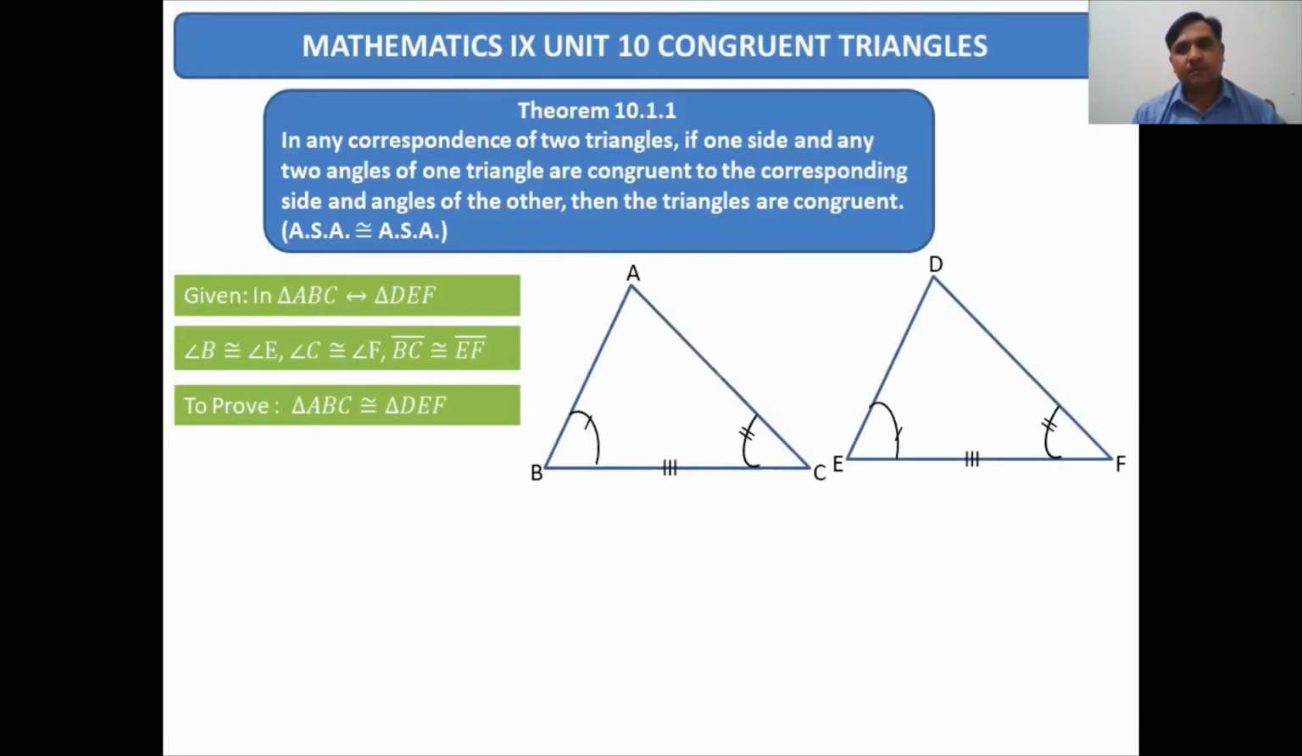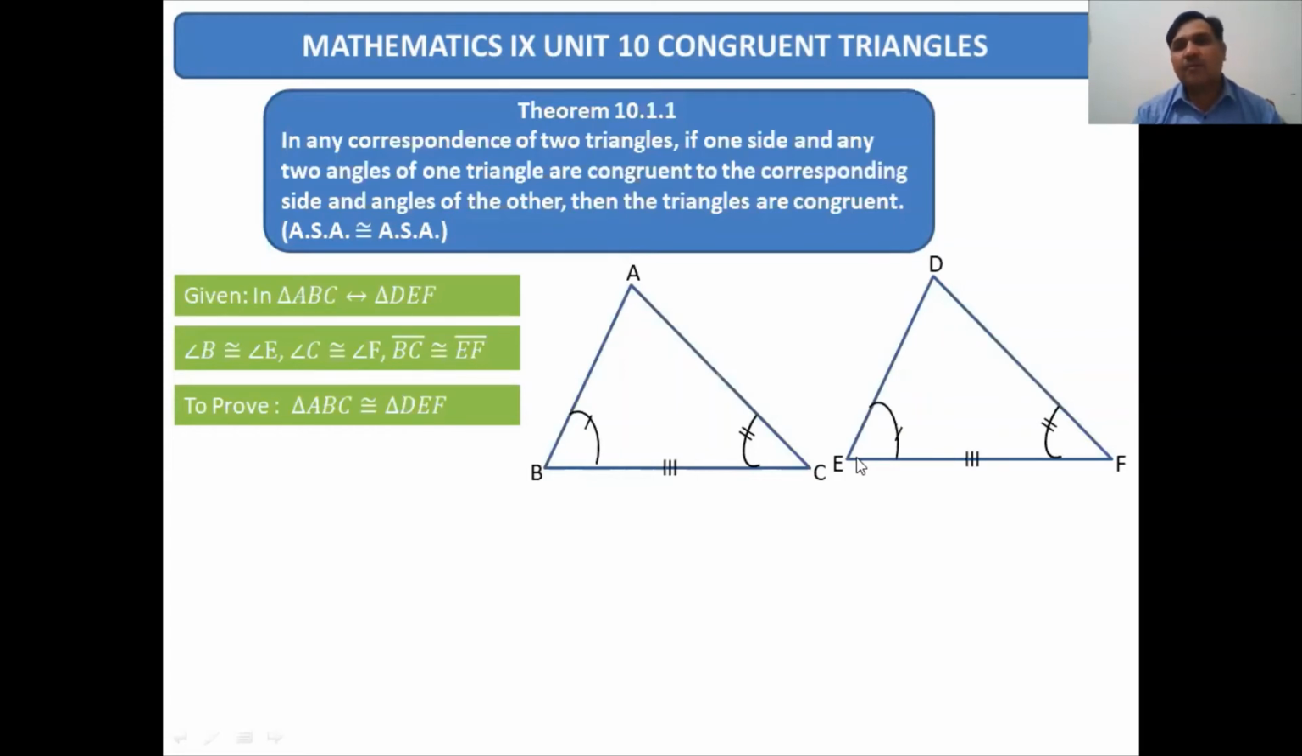I suppose that these two triangles are not congruent. And I say that this side AB is not congruent with side DE. These 3 parts are given, so we'll not talk about these. This is confirmed that these 3 parts are congruent. But I am talking about that this side AB is not congruent with side DE.